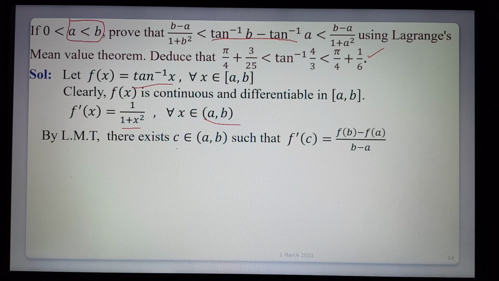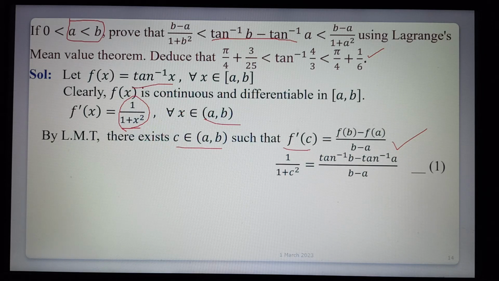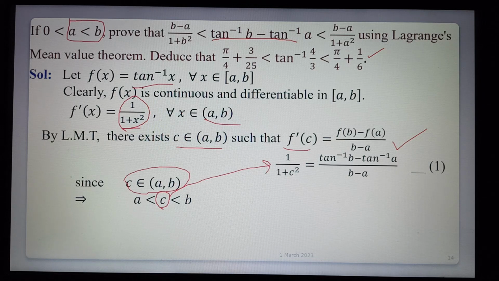So by Lagrange's mean value theorem, there exists a point c belonging to the open interval a comma b such that f dash of c is equal to (f of b minus f of a) by (b minus a). Here f dash of x is 1 by 1 plus x square, so replacing x with c, f dash of c is 1 by 1 plus c square. f of b is tan inverse b and f of a is tan inverse a, divided by b minus a. Let this be equation 1. Since c is between a and b, we can write a less than c less than b.